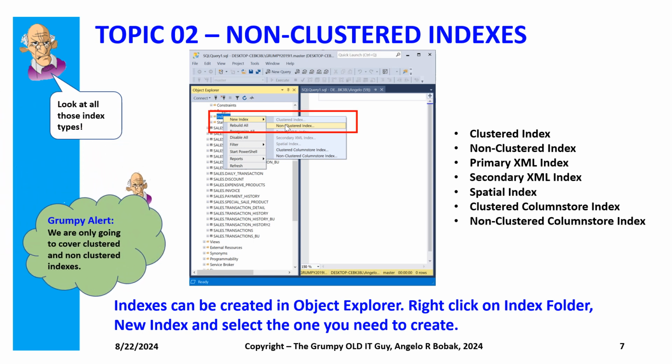Indexes can also be created via Object Explorer or T-SQL. If we right-click on the Indexes folder in the database we are working in, we can create a new index by clicking New Index. 7 basic index types are available, but we are only interested in clustered and non-clustered indexes for this module. Clustered indexes mean the index is physically attached to the table, and the table rows are in the same order as the index.